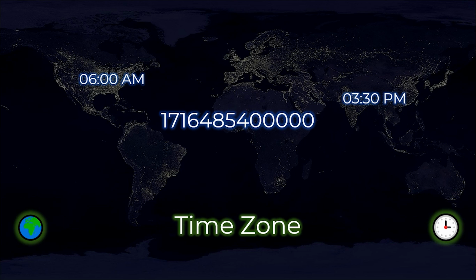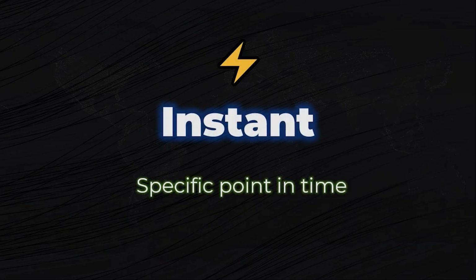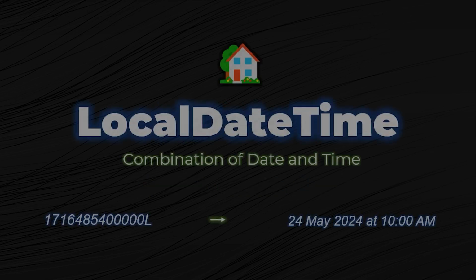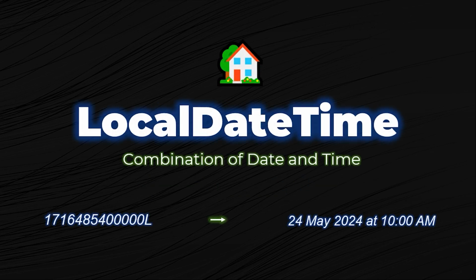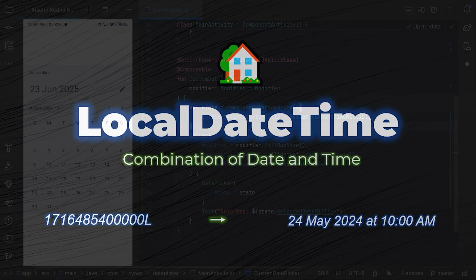Next we have instant. An instant represents a specific point in time without any time zone. It helps us standardize time before converting it into a human readable format. Then we have local date time. It's a combination of date and time based on the user's time zone. This is what users are used to seeing. It's easier for them to understand this date than this number.